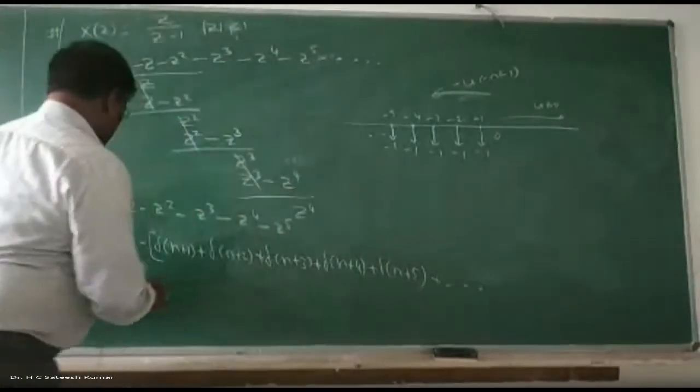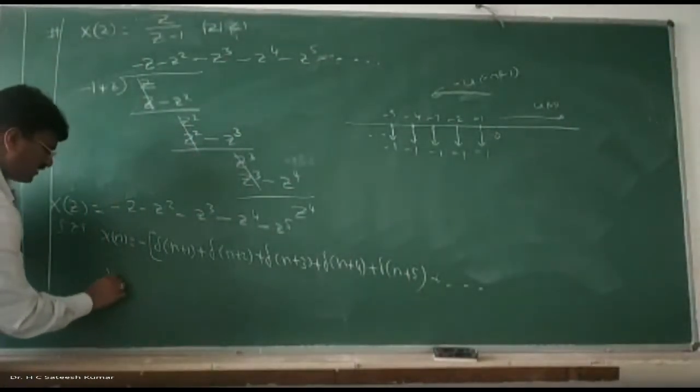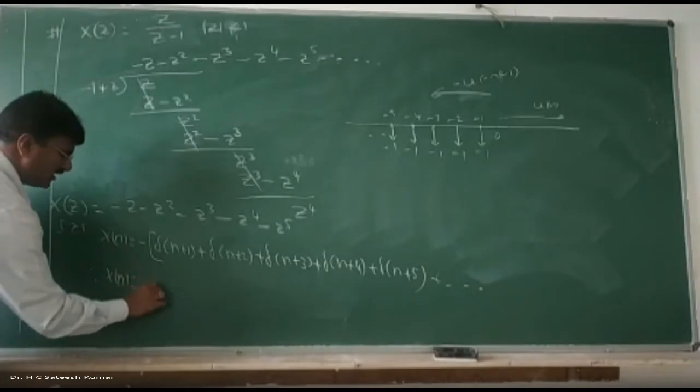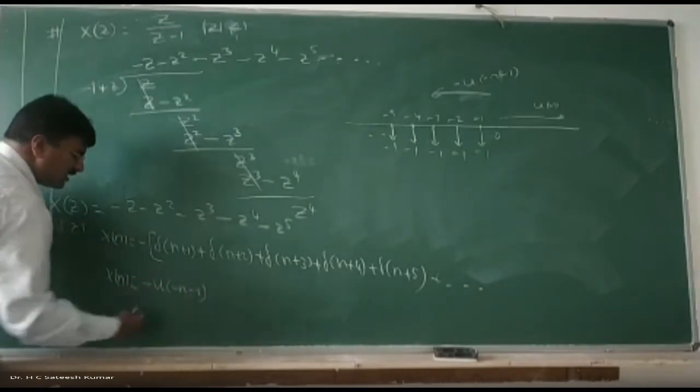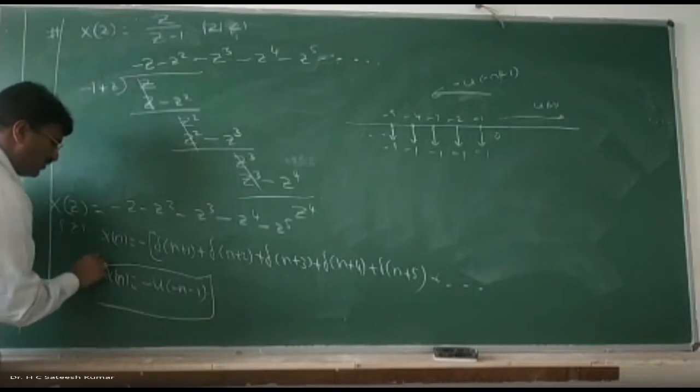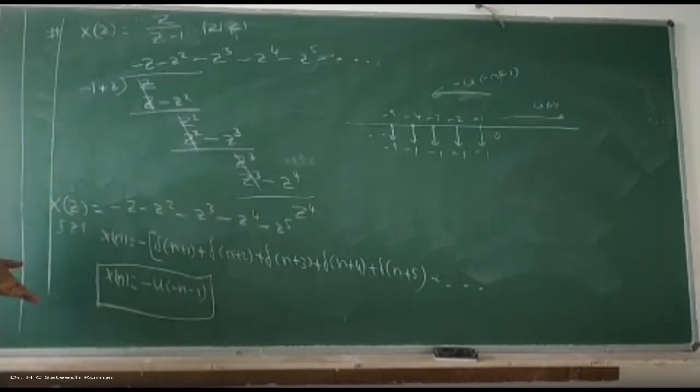Therefore x of n is equal to what? x of n is equal to minus u of minus n minus 1. So this closed form expression, since we know the standard relation, I am writing it. It is not possible to write it in all the cases.